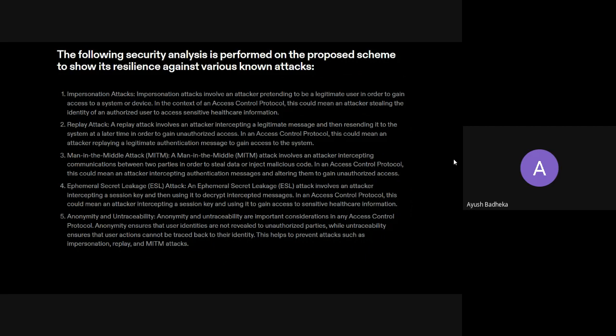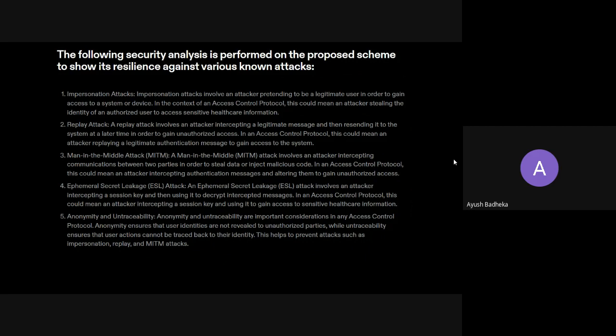Ephemeral secret leakage, ESL attack. An ESL attack involves an attacker intercepting a session key and then using it to decrypt intercepted messages. So in this, it could mean an attacker intercepting a session key. It can intercept the session key with the man in the middle attack and use it to gain access to sensitive healthcare information, not only the patient's healthcare information. When the attacker has got the particular session key, that attacker can use it to get into the session information with the doctor's entities as well as the patient's entity.